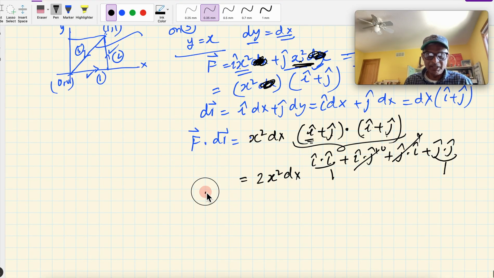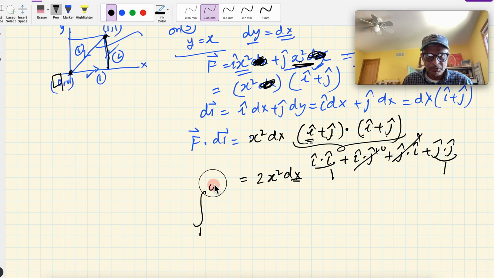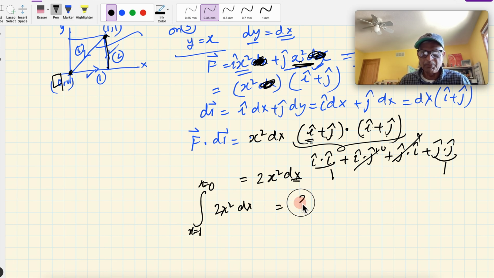So now I need to integrate this x integral. So I need to go from x equal to 1 to x equal to 0. X equal to 1, x equal to 0, so 1 to 0, of 2x squared dx. So you have 2x cubed over 3, from 1 to 0, so minus 2/3.